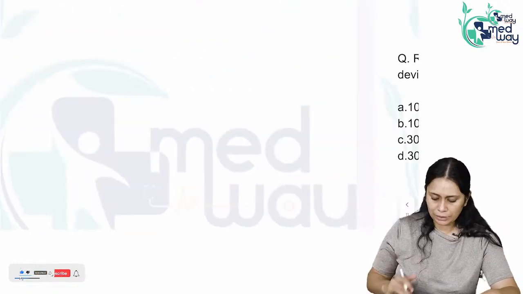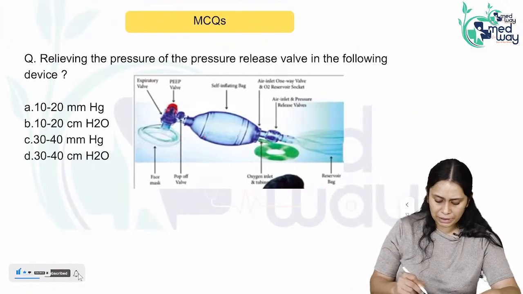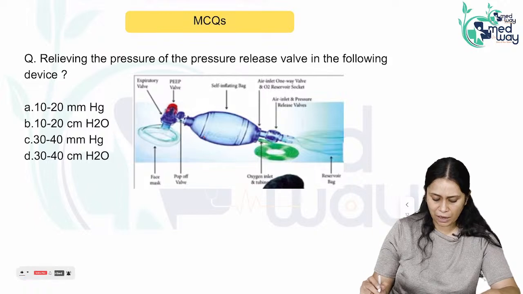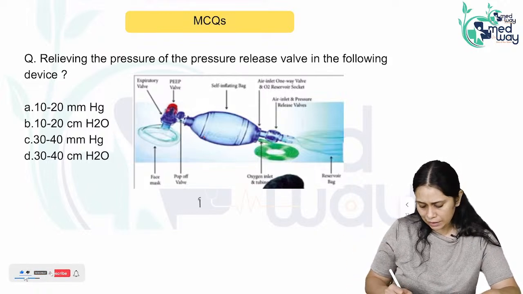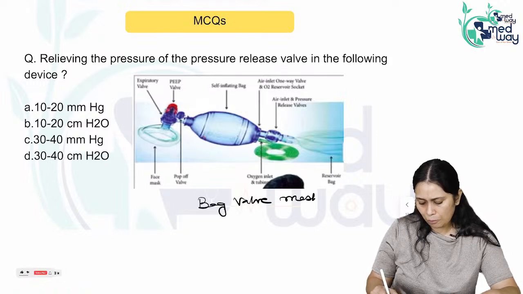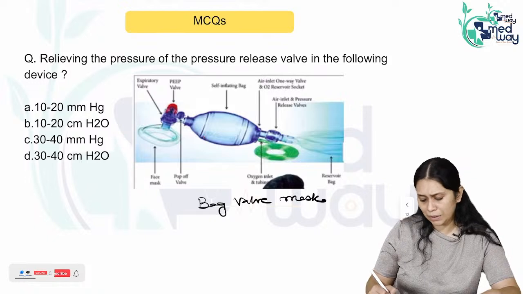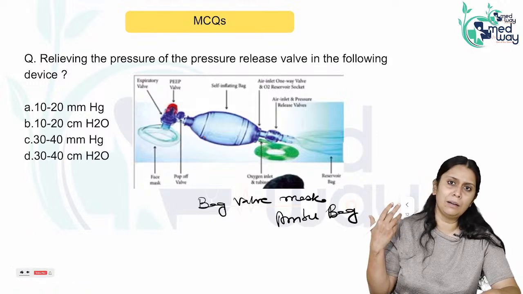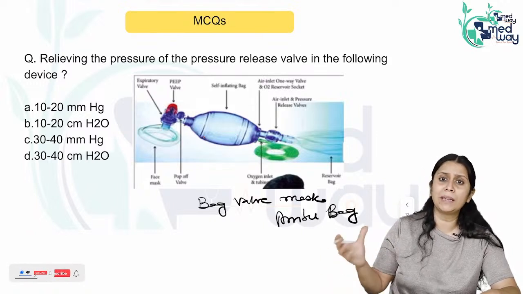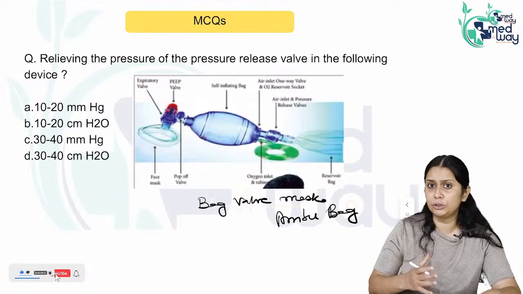Okay. Now next question. The relieving pressure of the pressure release valve of the following device. So first we need to identify the device. This is a bag valve mask popularly made by the Ambu company. So a lot of people know it by the name Ambu bag. Now Ambu bag is a device which we use for mechanical ventilation, for giving oxygen to the patient.